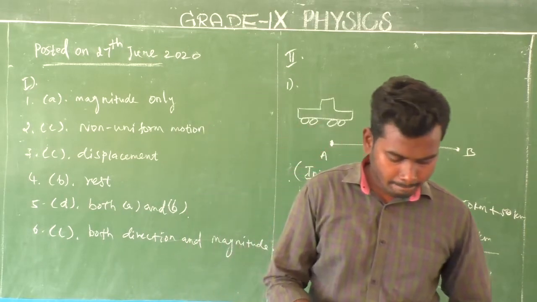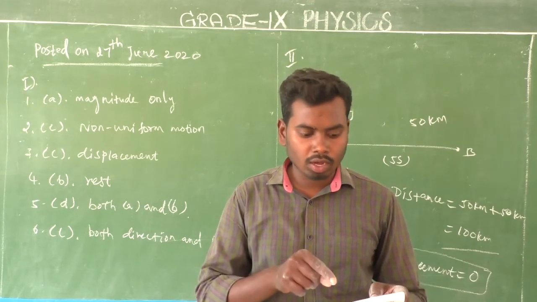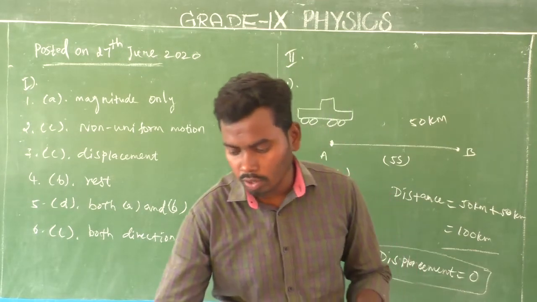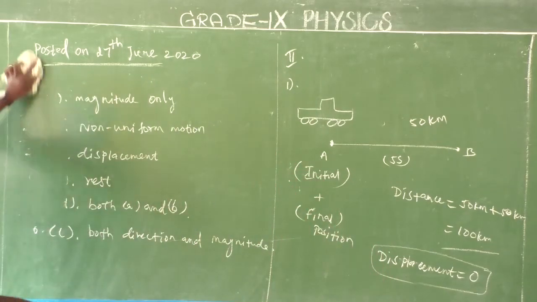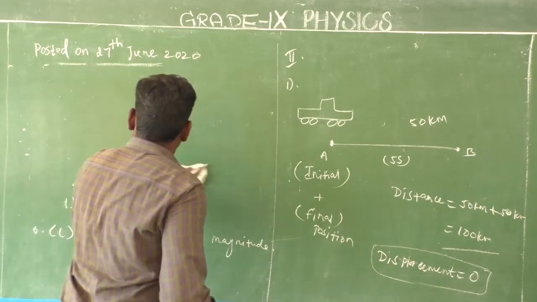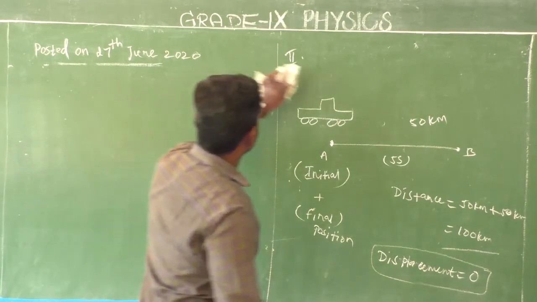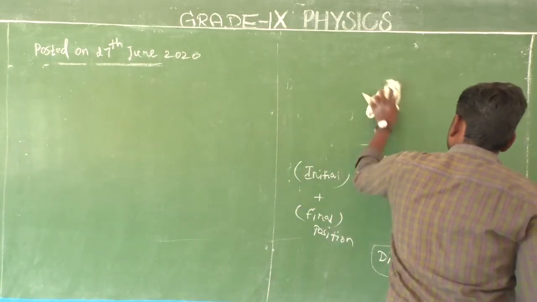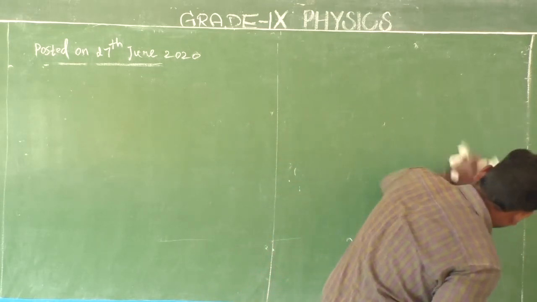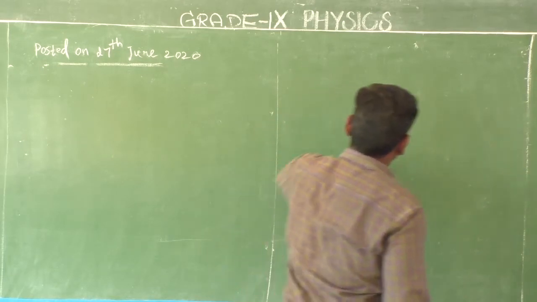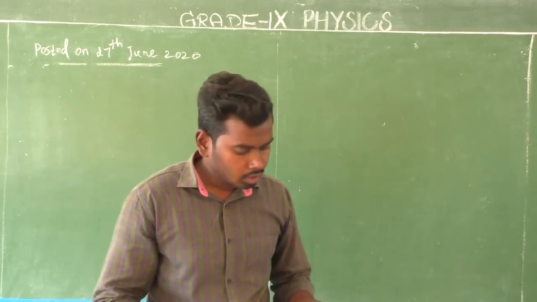Don't get confused. Next one is a very very important question. Second one is a very very important question. Actually, these are your textbook in-text questions. Is it clear? So I am going to make this question very simple. Look at here, it's a very very important question. Second question.